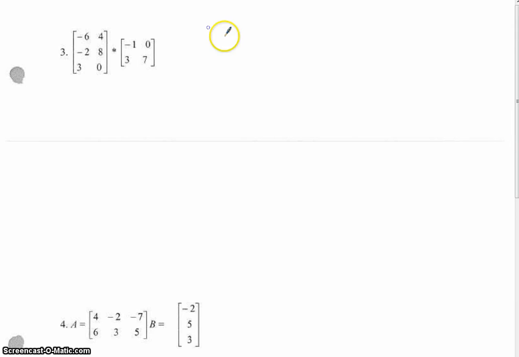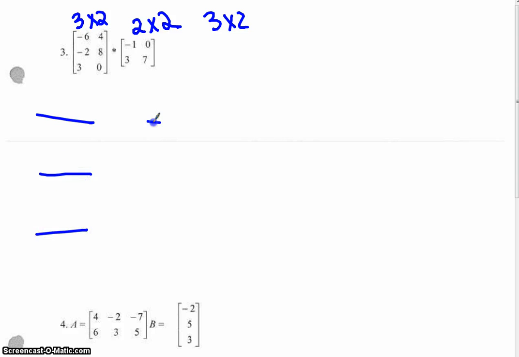Start by looking at your dimensions. This has 3 rows and 2 columns, so it's a 3 by 2. This has 2 rows and 2 columns, so it's a 2 by 2. Inside numbers are the same. Yes, you can do it, and it's going to be a 3 by 2. So you're going to have 1, 2, 3 rows and 2 columns.